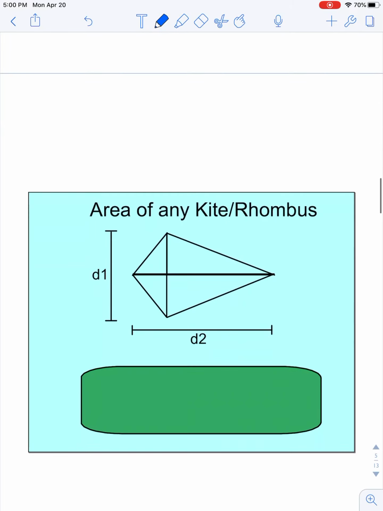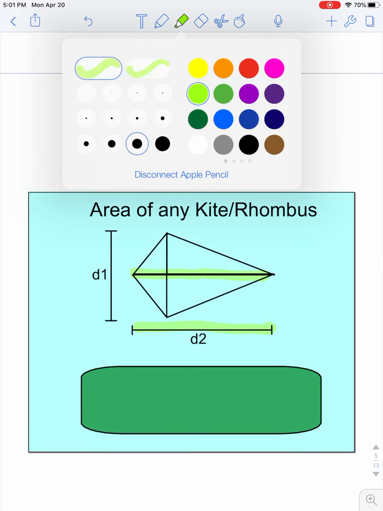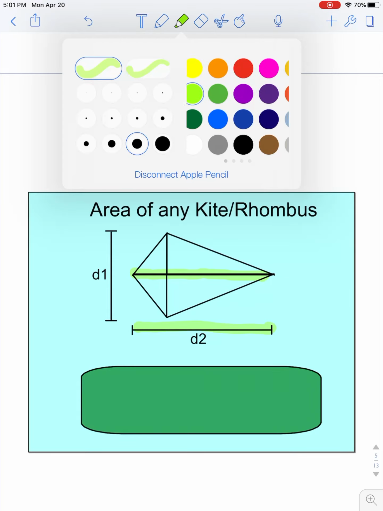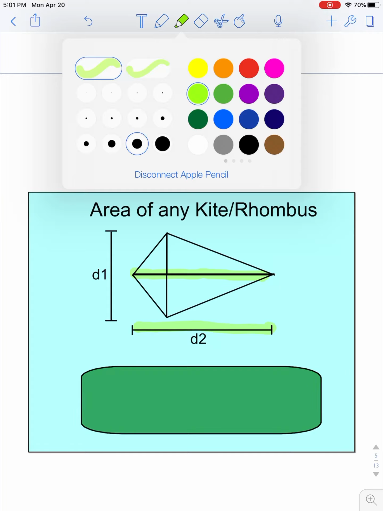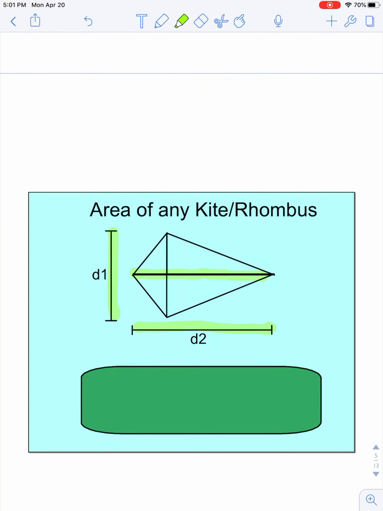All right, so let's look at one maybe you haven't encountered before, and this would be the area of any kite or rhombus. When we look at a kite and a rhombus, we really don't have a base and a height, but what we do have is something called a diagonal. So these are the diagonals. This is diagonal 2 right here. Let's see if I can get another highlighted color. I guess not. This right here then is diagonal 1. So that's what those are referring to.